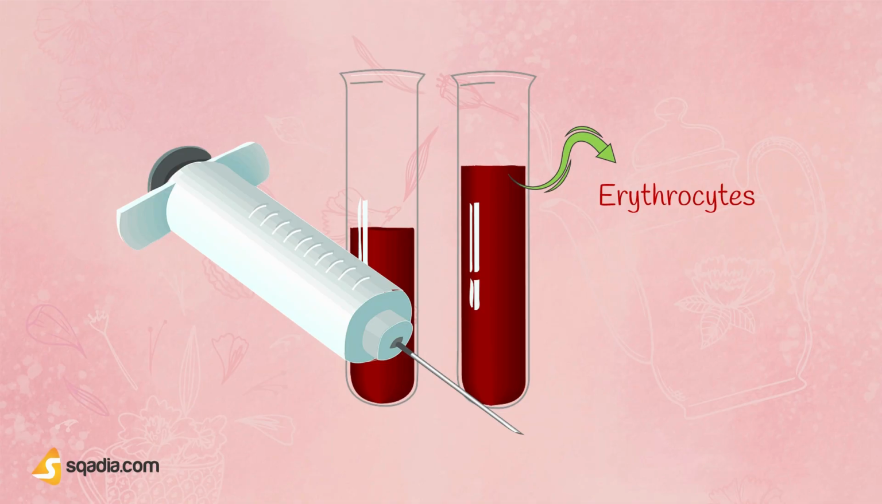Erythrocytes, commonly known as red blood cells, are specialized cells found in the circulatory system of vertebrates, including humans. They are one of the main types of blood cells and play a crucial role in transporting oxygen from the lungs to the body's tissues and removing carbon dioxide from those tissues.